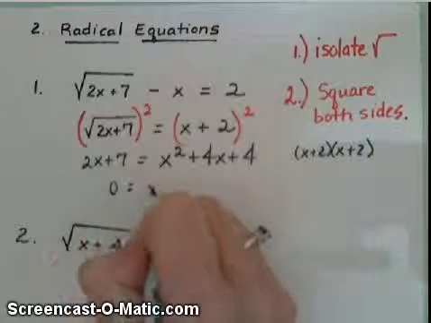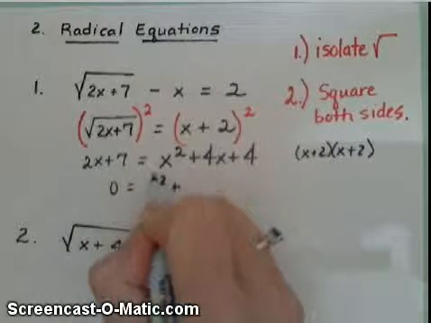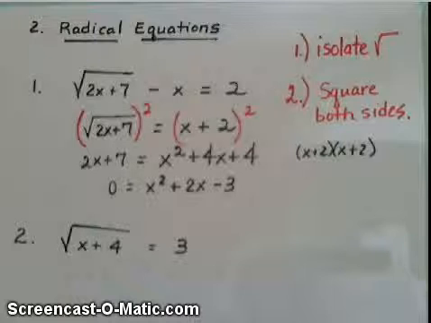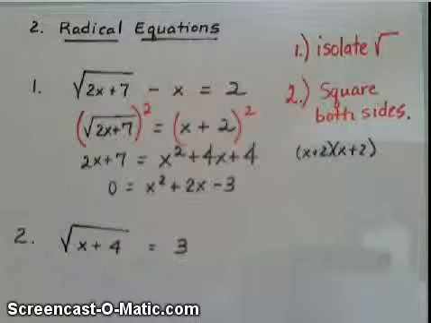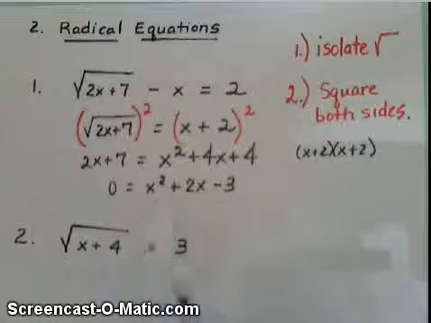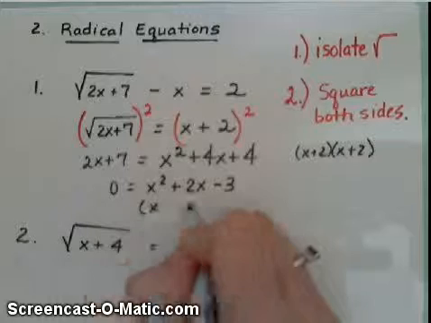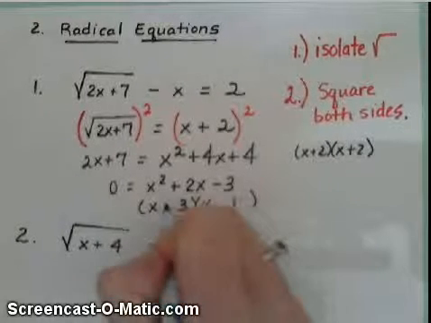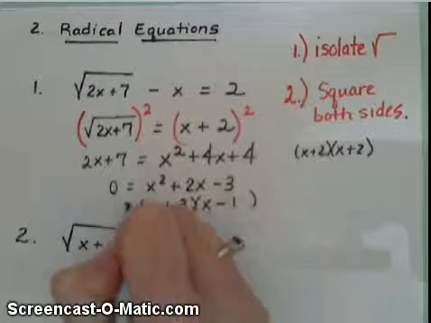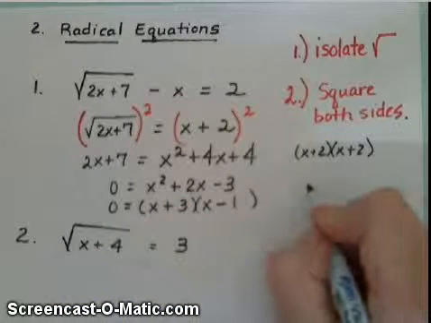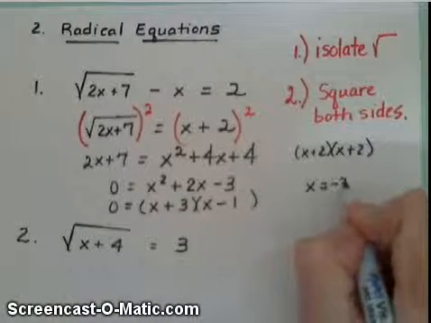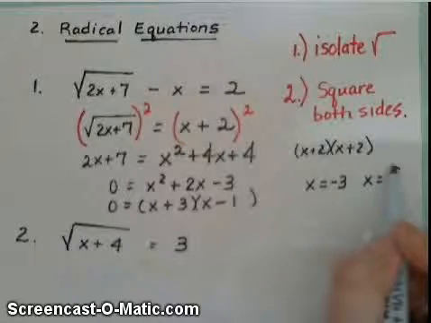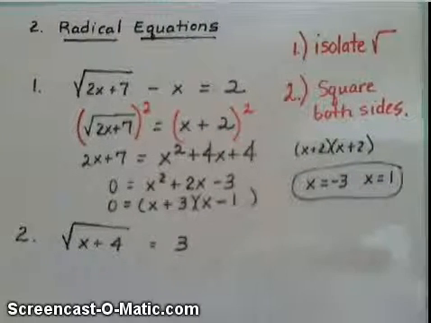Set it equal to 0. x squared + 2x - 3 = 0. And now that's a quadratic equation. So we have factoring: (x + 3)(x - 1) = 0. And our two roots are x = -3 and x = +1. Okay?